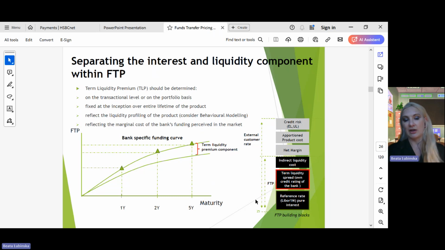The reference rate is the component in charge of correctly transferring the full interest rate risk from the product to the central unit. But as we said previously, it's not sufficient. We also know that we are not paying the risk-free price for our funding in the deposit market or capital market. Therefore, there is an additional component which reflects the own riskiness of the bank, on top of the base rate curve.